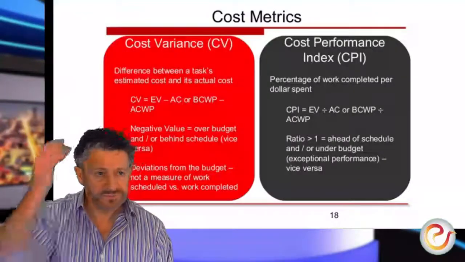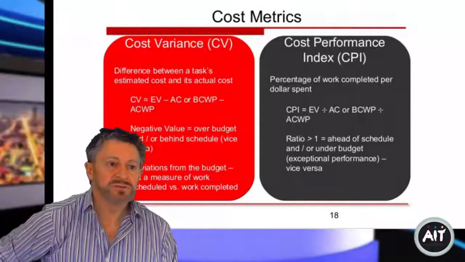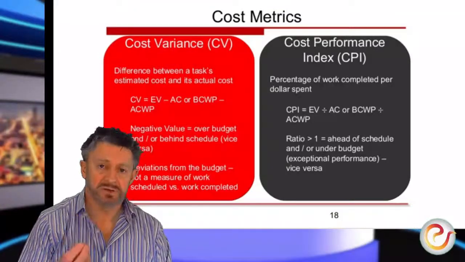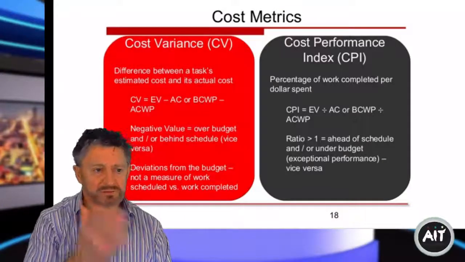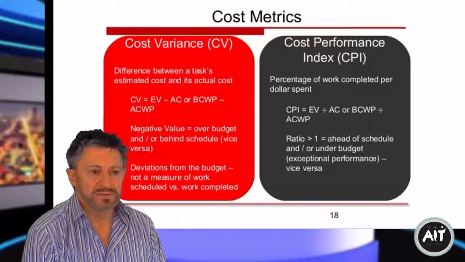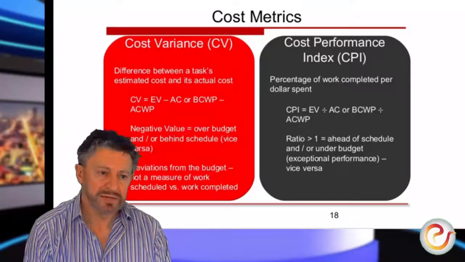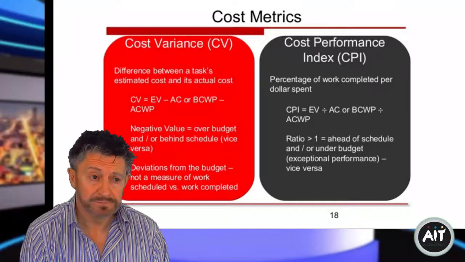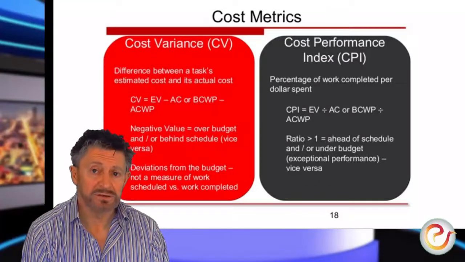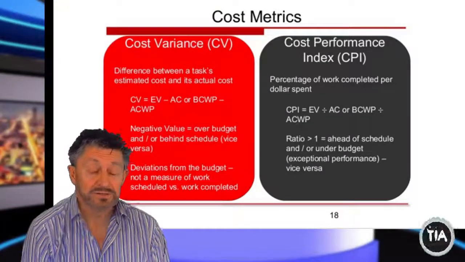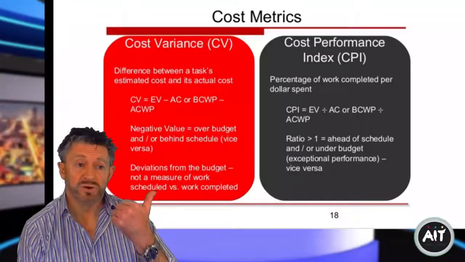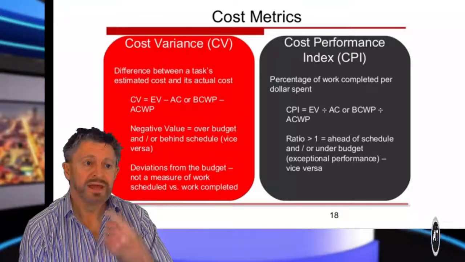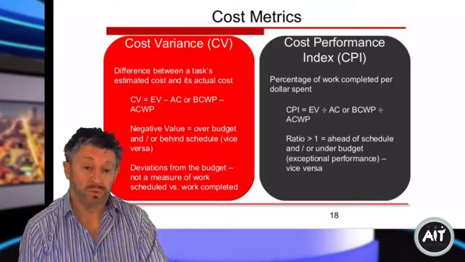So the metrics, the cost variance metrics, so the difference between a task's estimated cost and its actual cost. Okay? And that's the calculation. So the cost variance is the estimated value minus the actual cost, or the budgeted cost of work performed minus the actual cost of work performed. Okay? Just different ways of saying the same thing. So earned value is the same thing as the budgeted cost of work performed. Actual cost is the actual cost of the work performed.